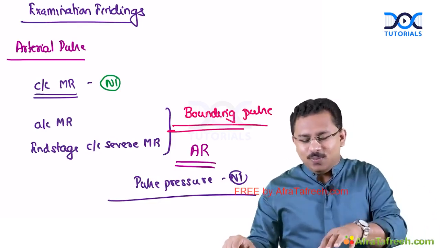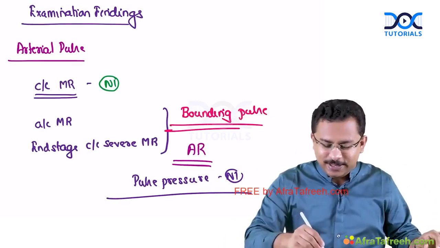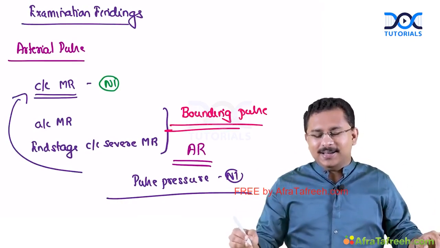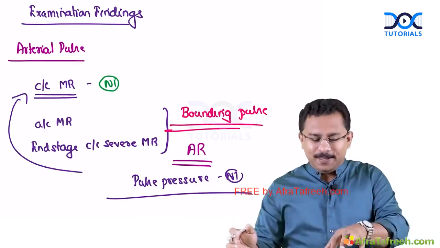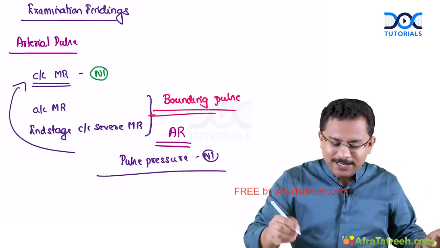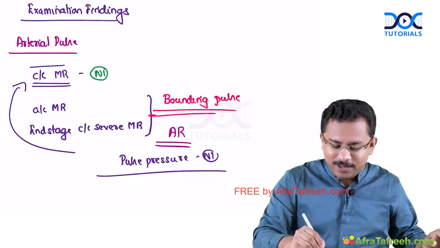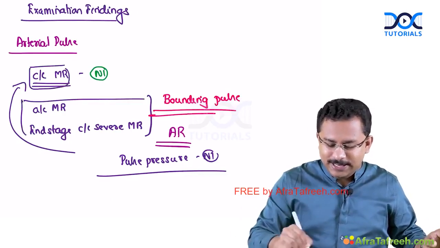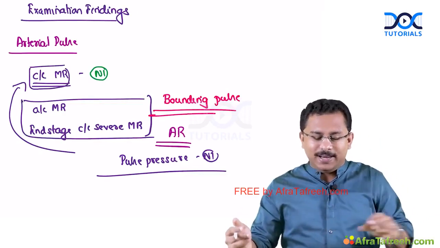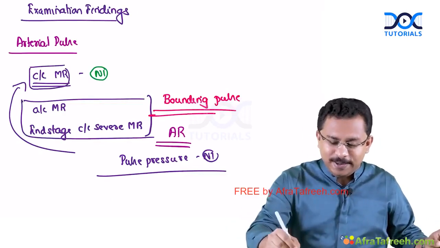You will have a wide pulse pressure, whereas in case of a mitral regurgitation, the pulse pressure is normal. So this is about the arterial pulse. You should know about the chronic MR versus the comparison of acute MR and end stage chronic severe MR.